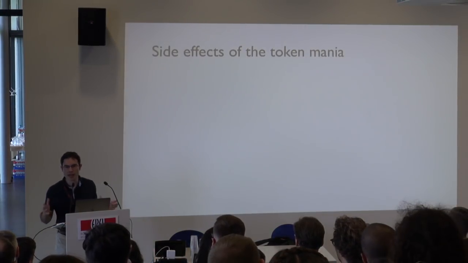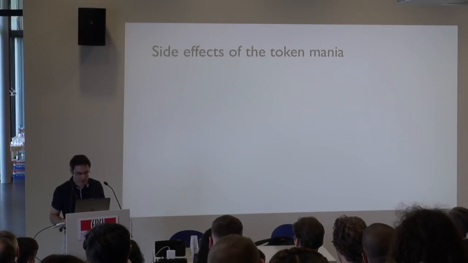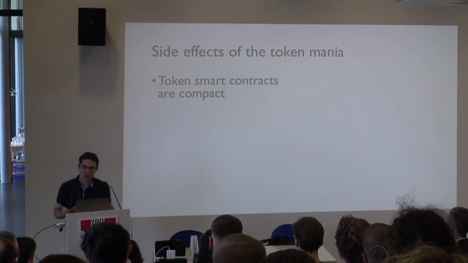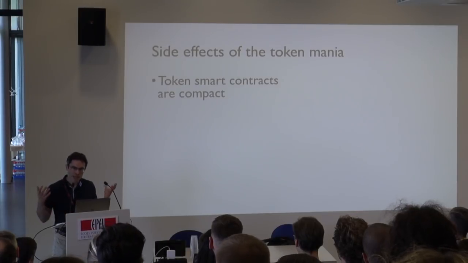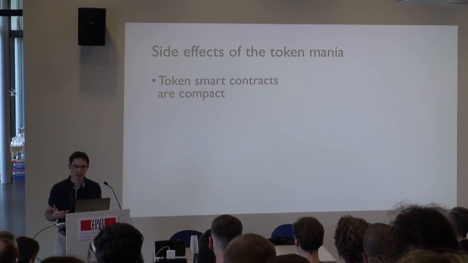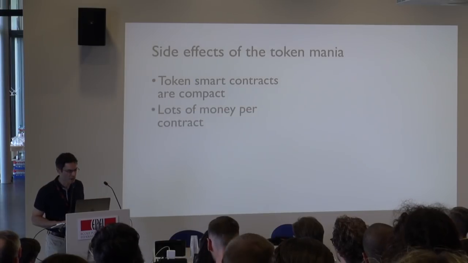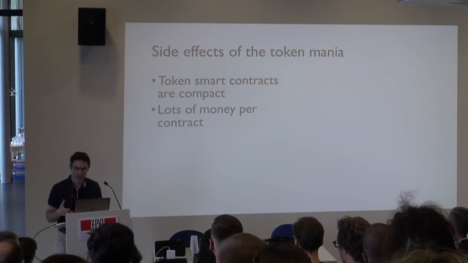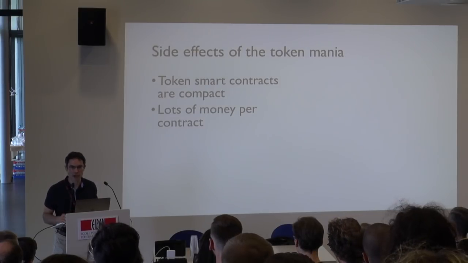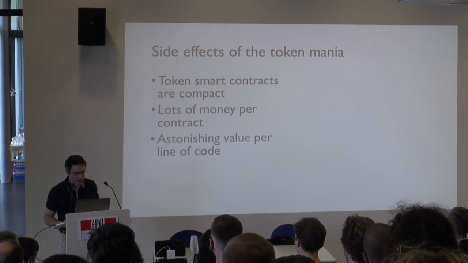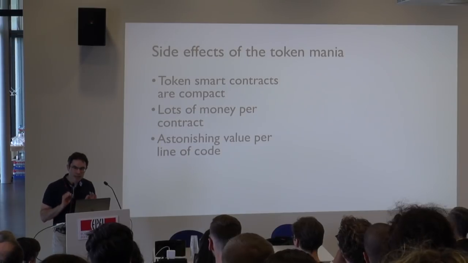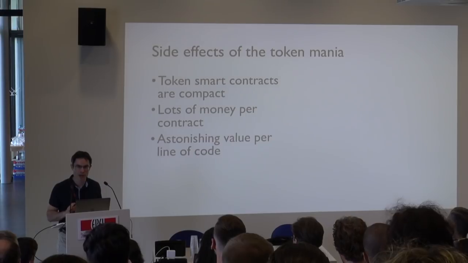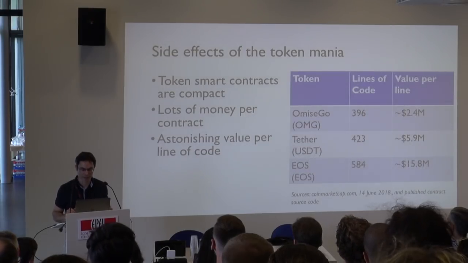This token mania I've described has some very interesting side effects. The smart contracts that manage tokens tend to be fairly compact. Typically, they have just a few hundred lines of code. But each of them is handling, in some cases, an immense amount of money. And consequently, the amount of monetary value attributable per line of code to these contracts is kind of eye-watering.